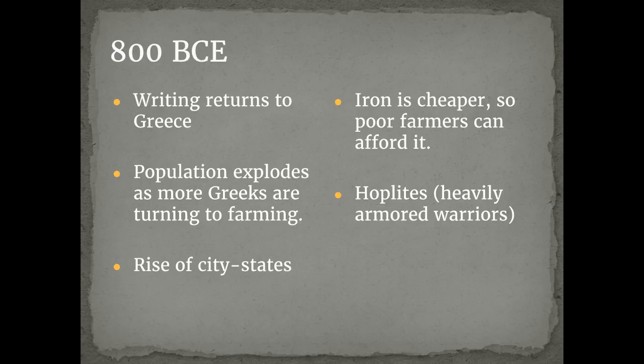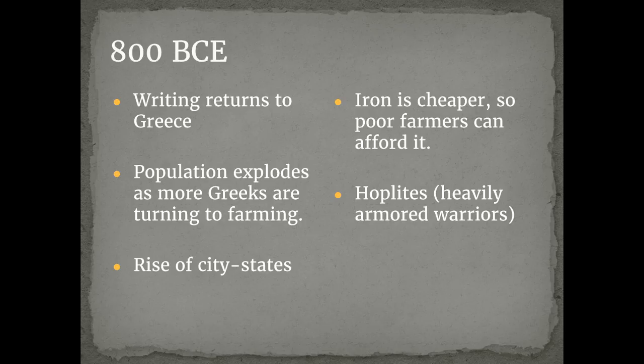Okay, around 800 BC, we know writing returns to Greece, probably because the Phoenicians, who invented the alphabet, started trading there more. Also, people are turning to farming, and the population is getting bigger. We have the rise of city-states. Another thing happening around 800 BC is that iron is cheaper, so poor farmers can now afford it. We see the rise of these people called hoplites. A hoplite is simply a Greek soldier.